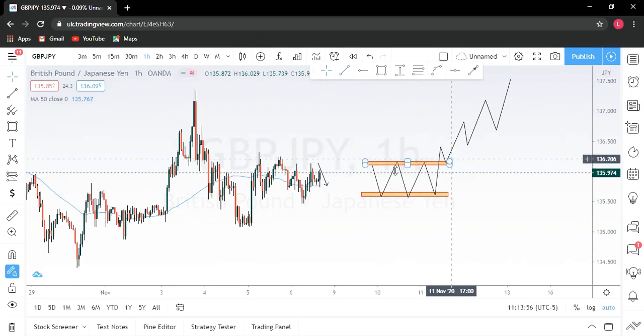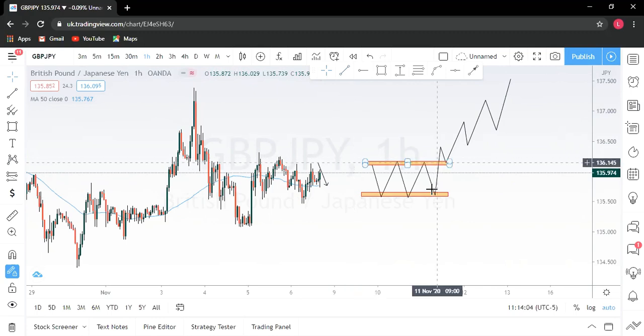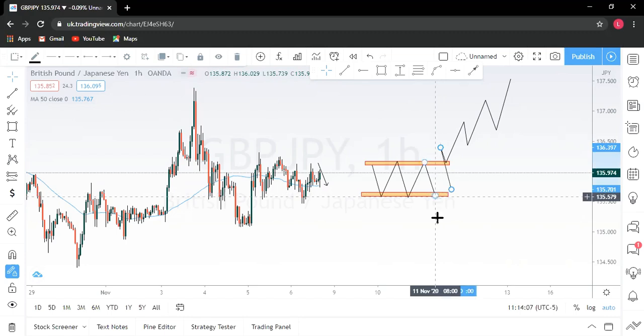So, since it has been able to break our previous resistance, which has turned into support, whenever the market breaks your resistance, it should become a support. And whenever the market breaks your support, it becomes a resistance. Just like this.